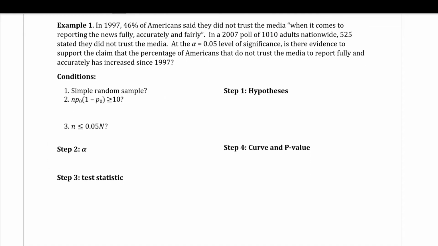All right, so here's our first hypothesis test question. It says, in 1997, 46% of Americans said that they did not trust the media when it comes to reporting the news fully, accurately, and fairly. In a 2007 poll, of 1,010 adults nationwide, 525 stated that they did not trust the media. At a 5% level of significance, is there evidence to support the claim that the percentage of Americans that do not trust the media to report fully and accurately has increased since 1997?